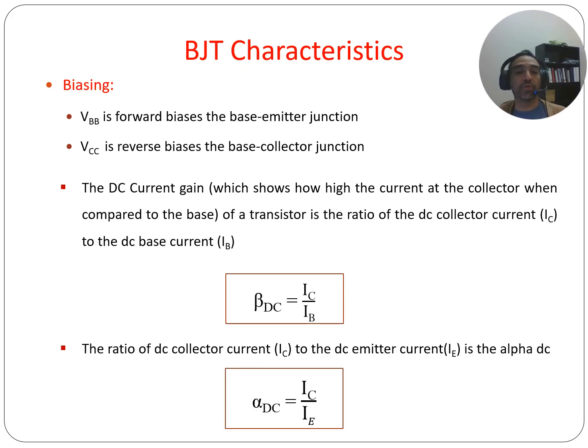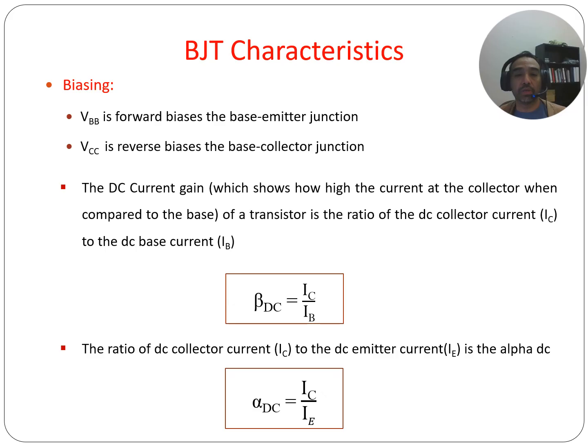We also have a factor called the DC current gain, or beta. This is a measure of how much the transistor can amplify current. It's the ratio of the current flowing through the collector, I sub C, to the current flowing into the base, I sub B. If the collector current is much larger than the base current, the transistor has a high current gain. So beta is equal to I sub C divided by I sub B. Again, this is DC current gain.